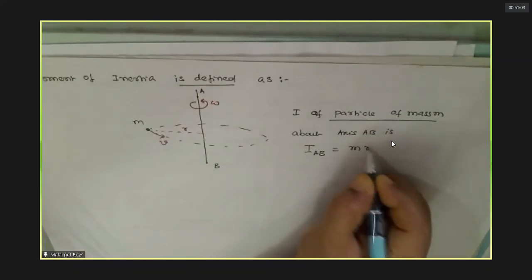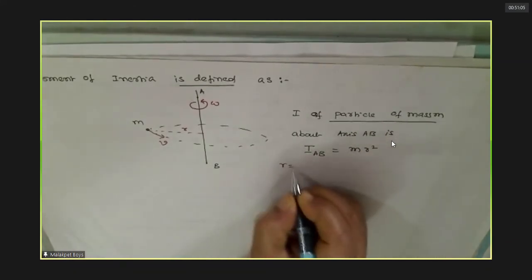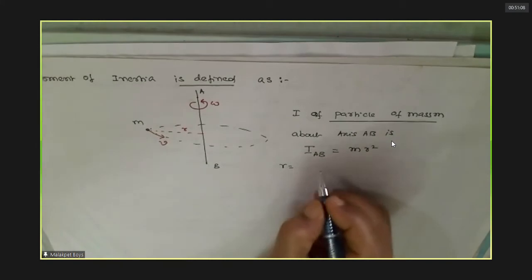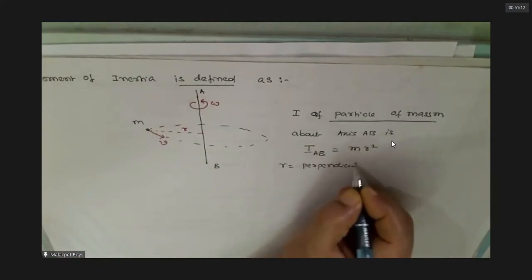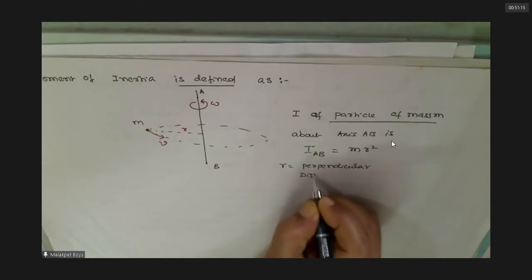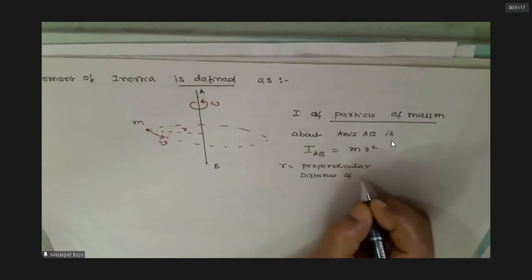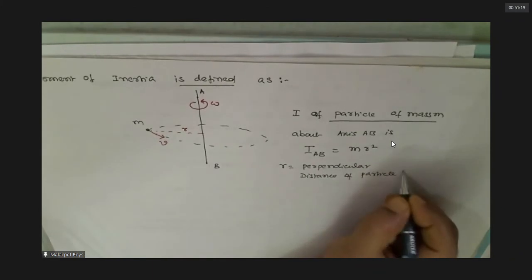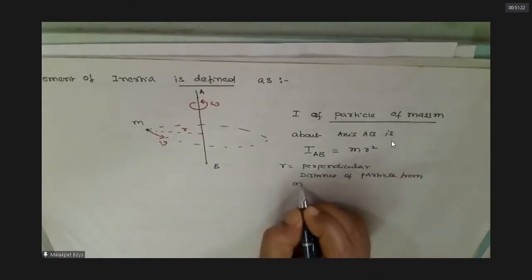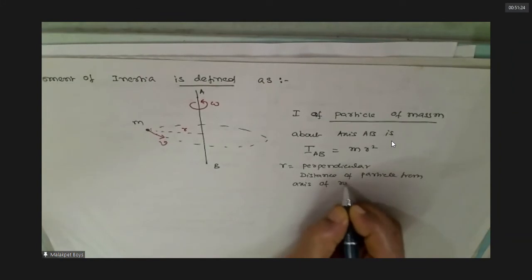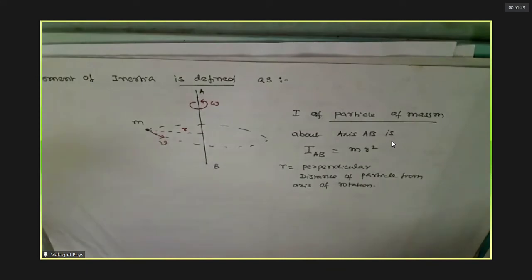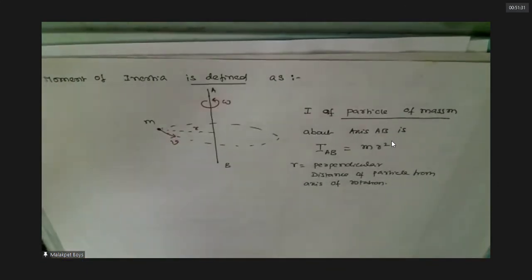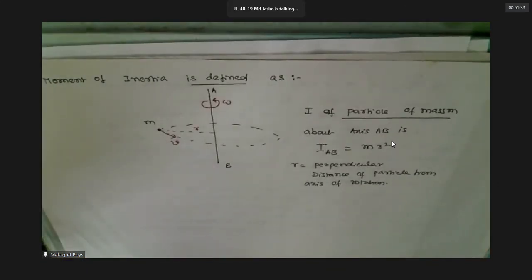Mass of the particle into R squared. Okay. R is the distance from the axis. Understood this? Clear? Clear, sir.